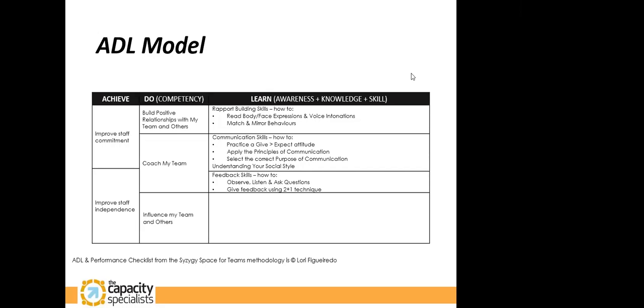Okay, this we've done our ADL. These are the things that you must include in your course. You must teach them how to read body language and voice intonations. You must teach them how to match and mirror behaviors. You must teach them how to have a mindset of giving more than expecting, all of this. So the bullet points are actually what they need to learn specifically.